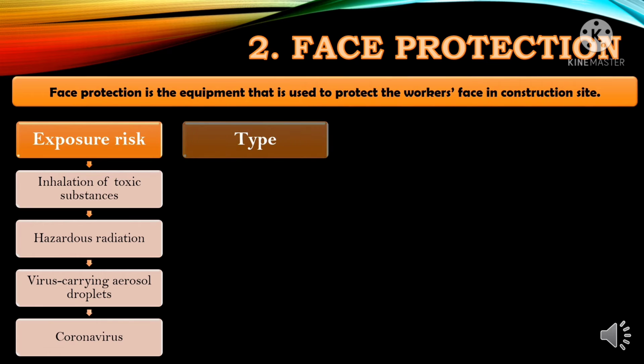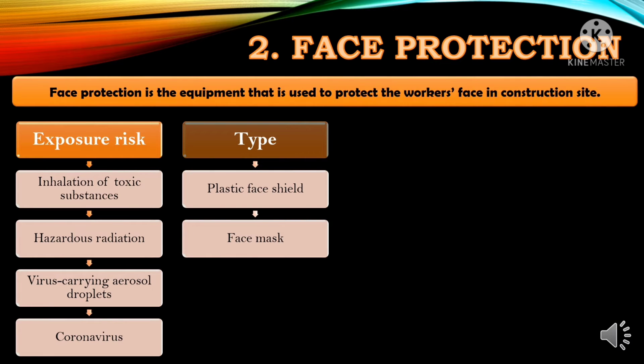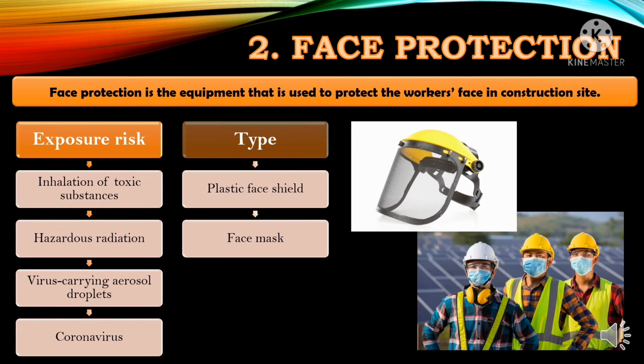So there are two types of face protection. The first one is the plastic face shield, and then the second one is the face mask. The face mask is important nowadays to avoid the coronavirus. So, the first picture is the plastic face shield, and then the second one is the face mask.